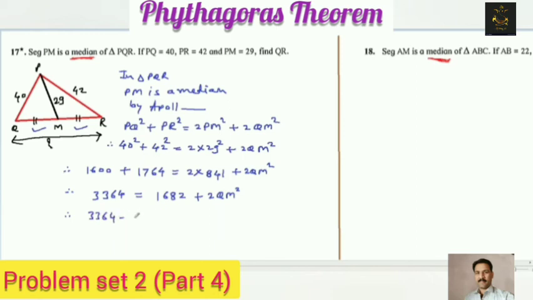3364 minus 1682, which is equal to twice of QM square. Now by subtracting, 4 minus 2 is 2 here. 16 minus 8 is 8, carry 1. Okay, 13 minus 7, it is 6. Again carry 1. Okay, here it is 1. So this is twice of QM square.